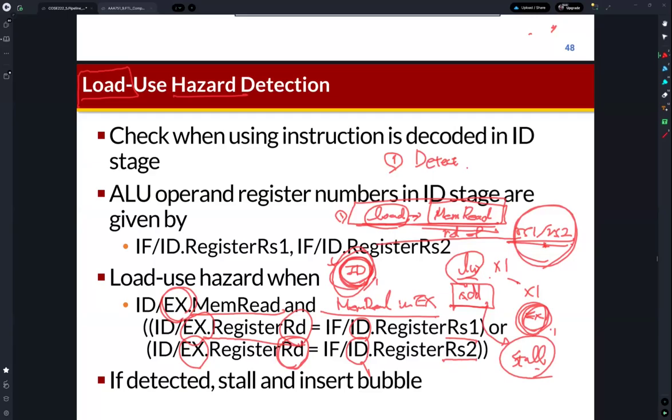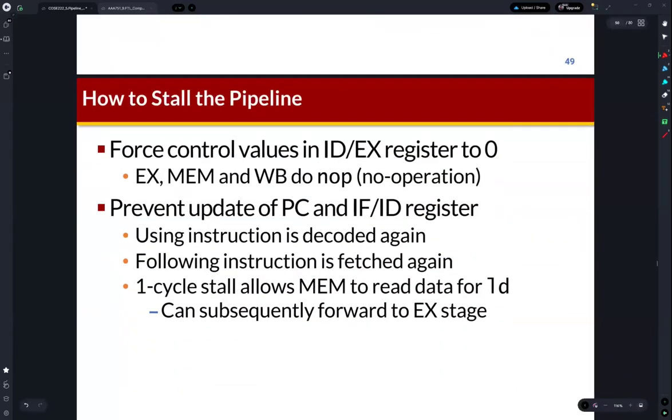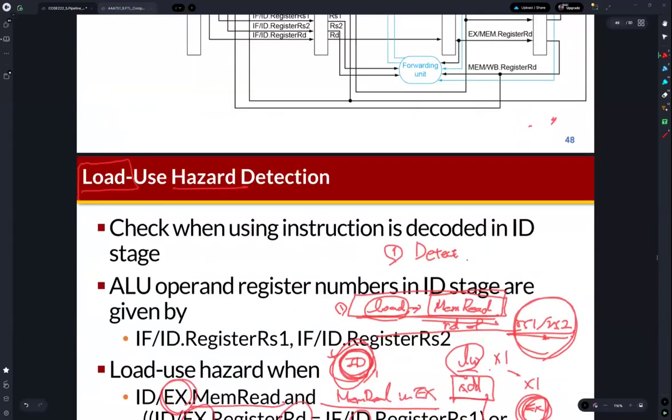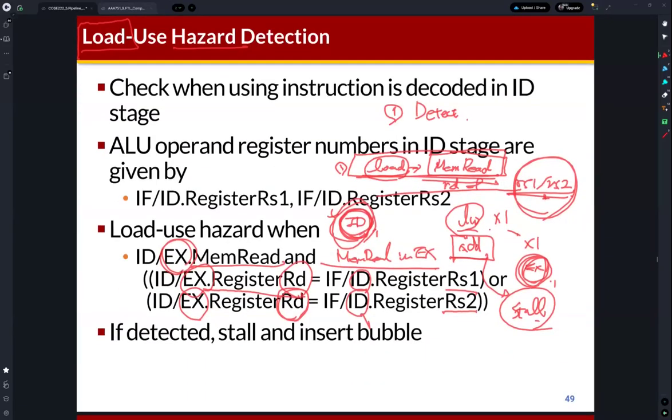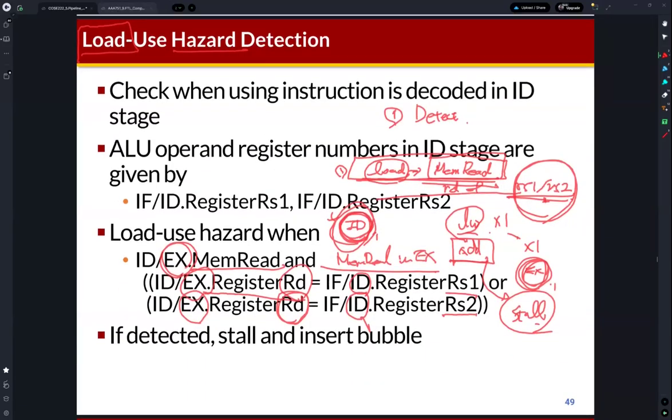Do you understand? And then also, we need to check that RD is not 0, right?